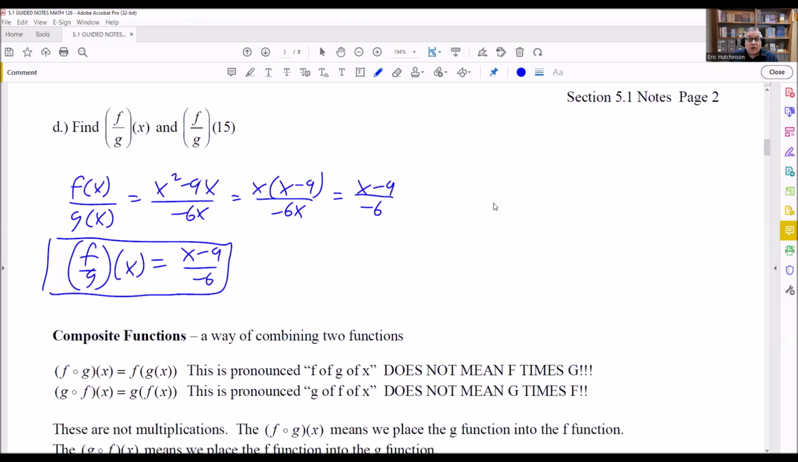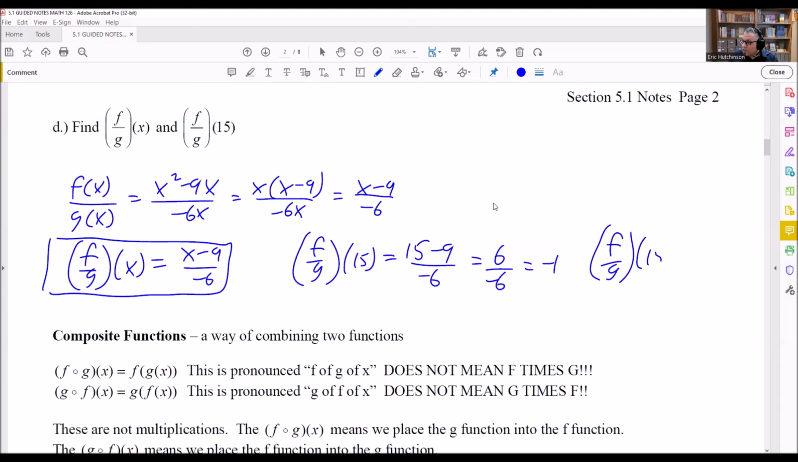Now we want to put 15 in here for the x, and we'll get our second answer. So if I want to do f over g of 15, I'm just going to put 15 into our expression there. So 15 minus 9 over negative 6. And if we work that out, we get a 6 on top and a negative 6 on the bottom, and that divides to be negative 1. So I would write my answer out as f over g of 15 is going to equal negative 1. And this would be the secondary answer that we put in for that one.